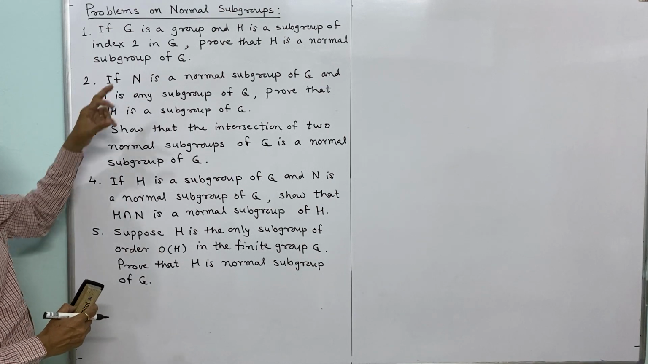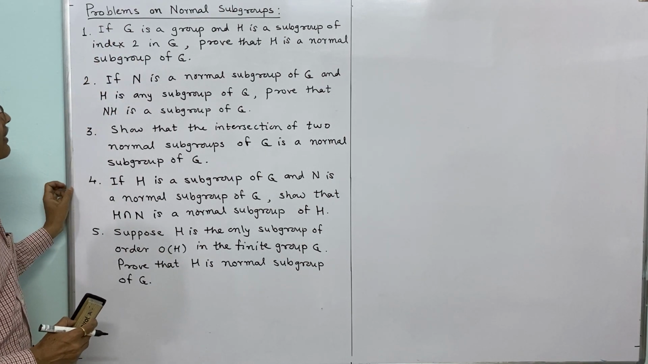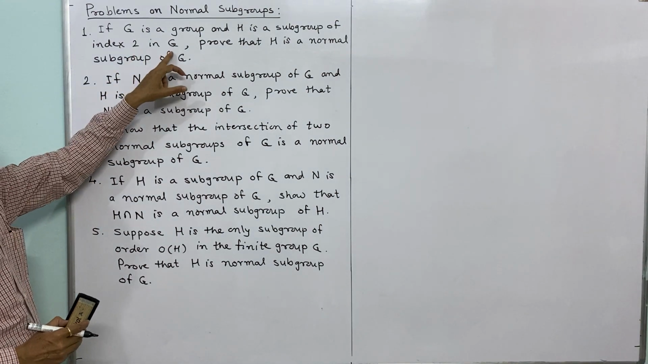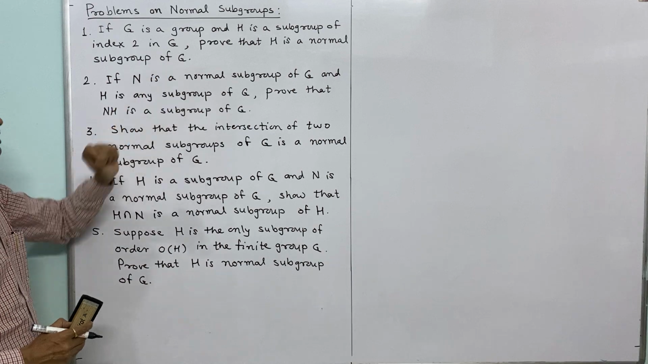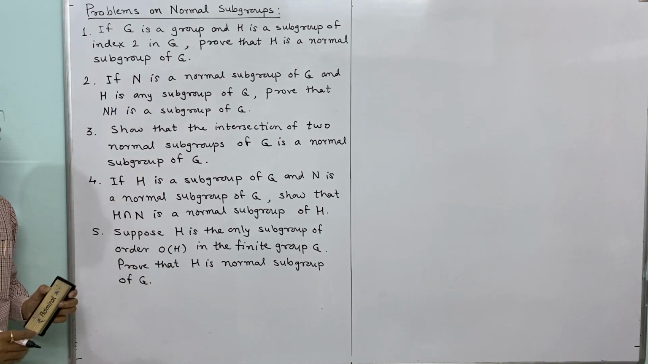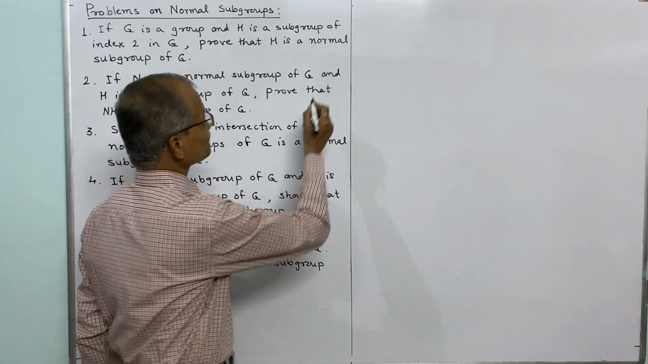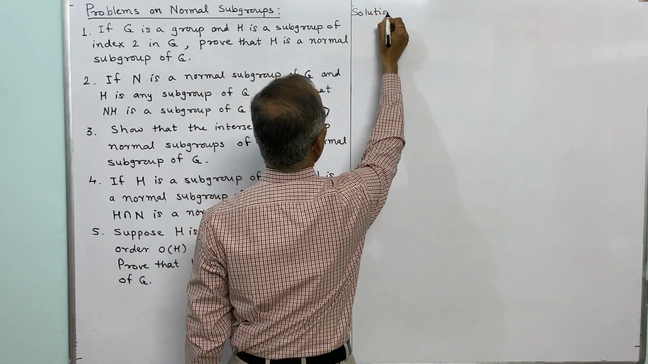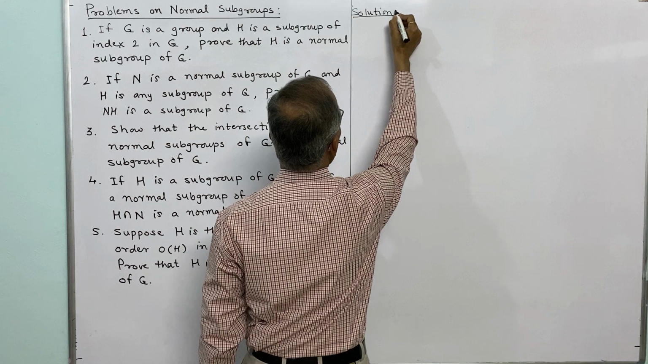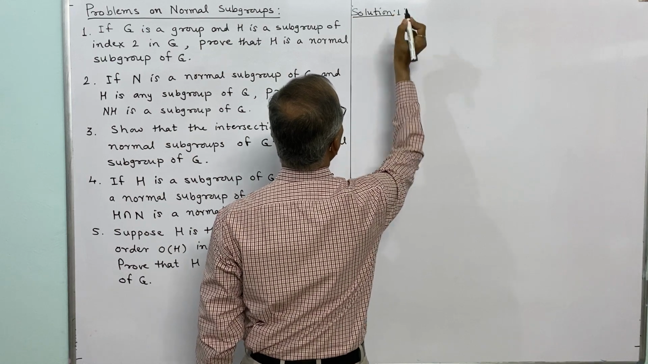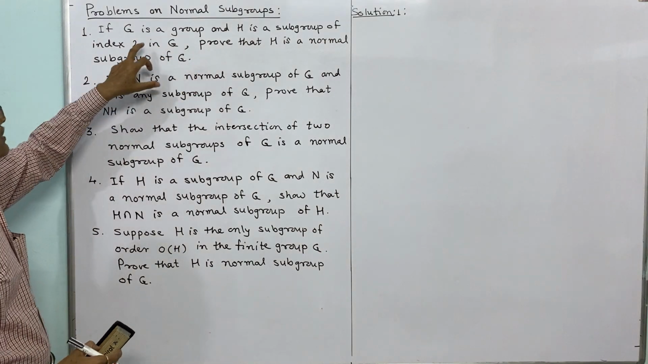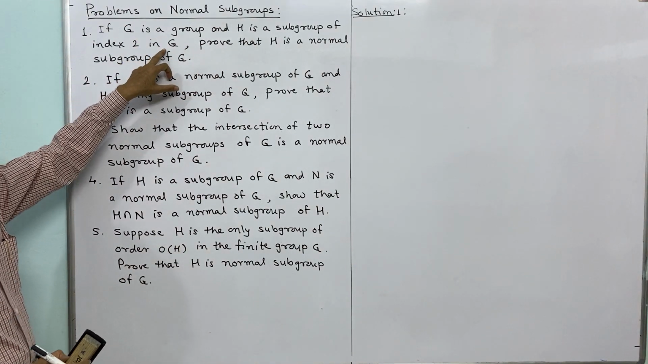Now see what is the first problem. If G is a group and H is a subgroup of index 2 in G, prove that H is normal subgroup of G. Now we consider the solution of this. First problem. G is group and H is subgroup of index 2 in G.